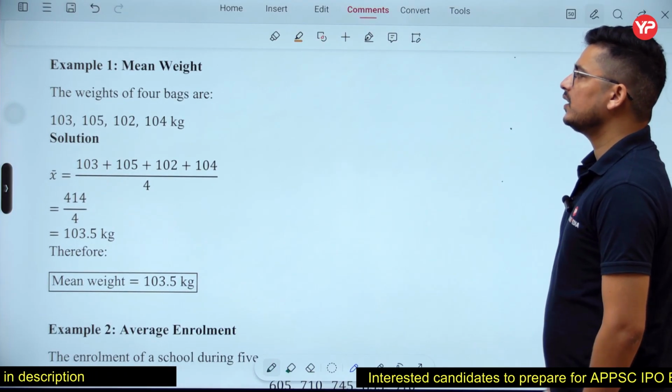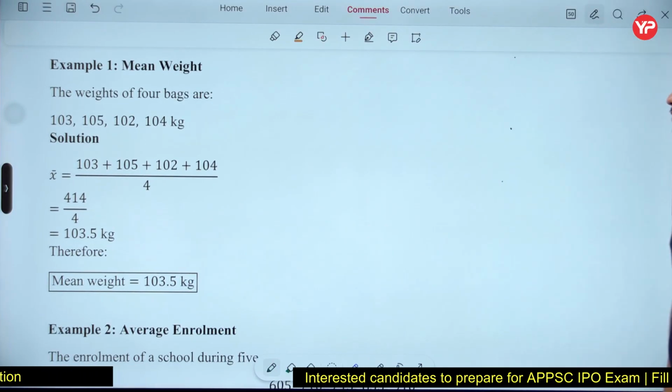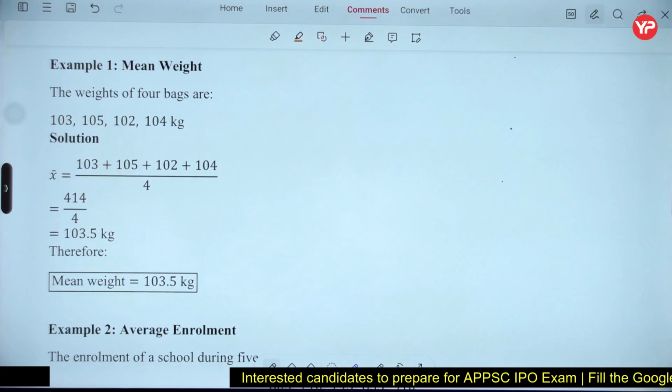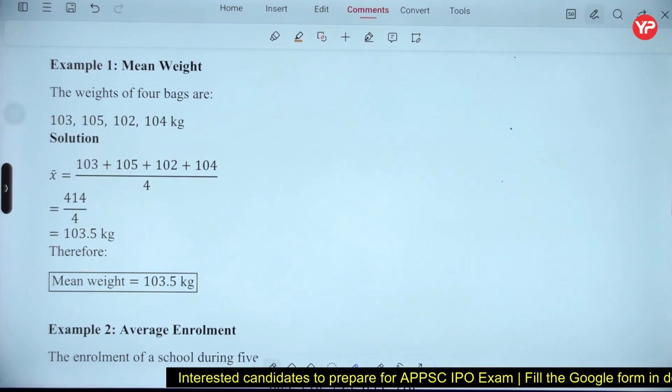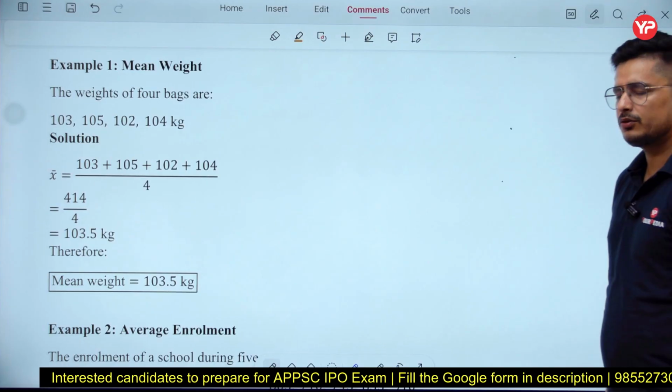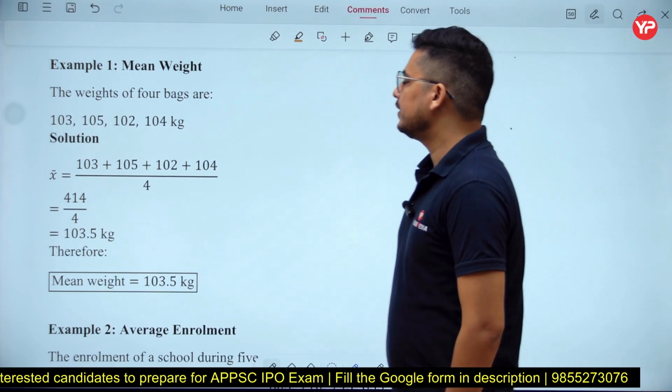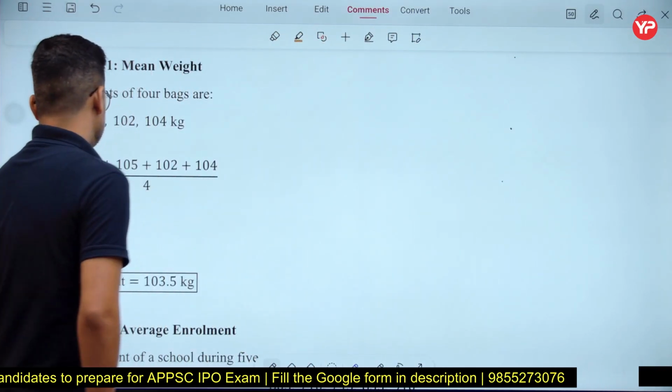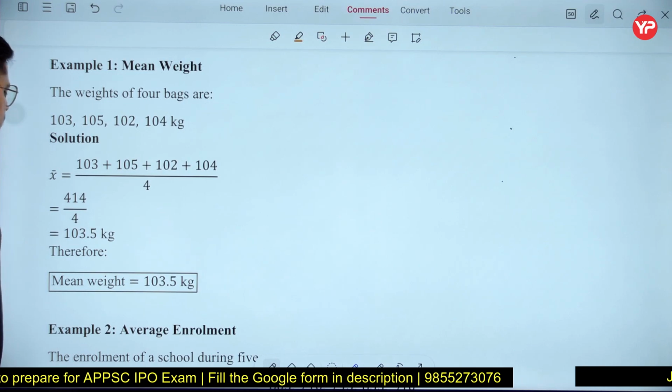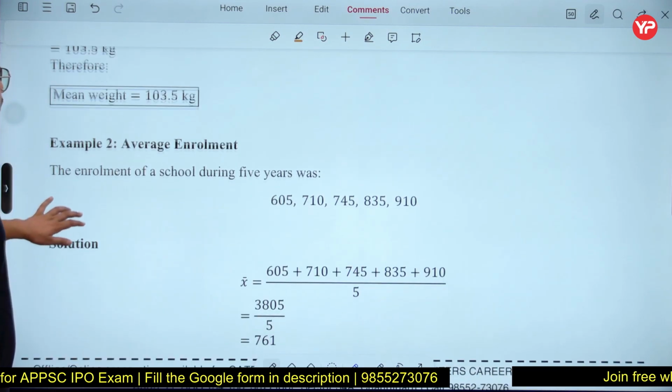Now this is another example. The weights of 4 bags are given to you: 103, 105, 102 and 104. We have to find the mean weight. You add them together and divide by the total number of bags, that is 4. So the mean weight is going to be 103.5.